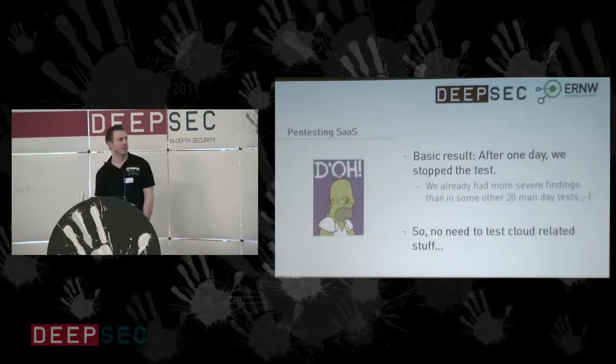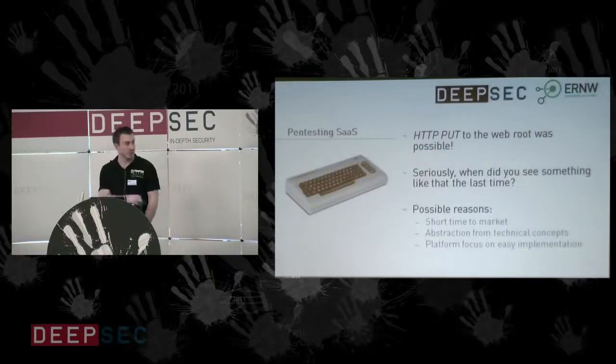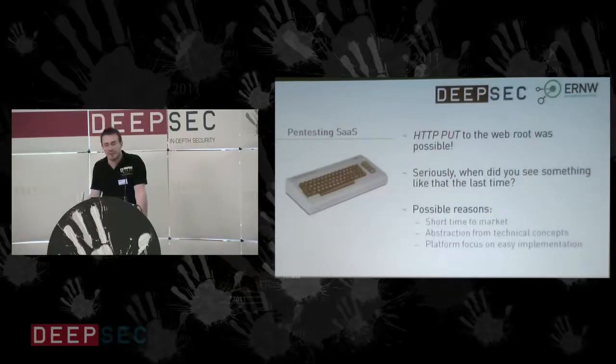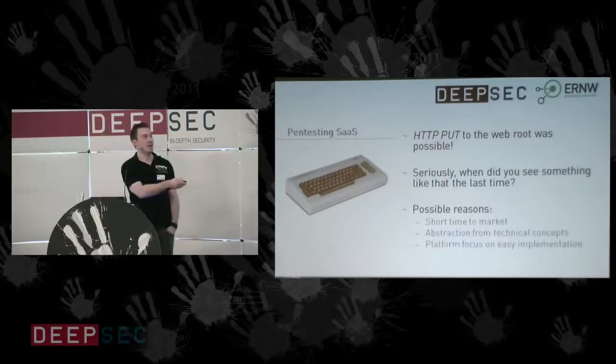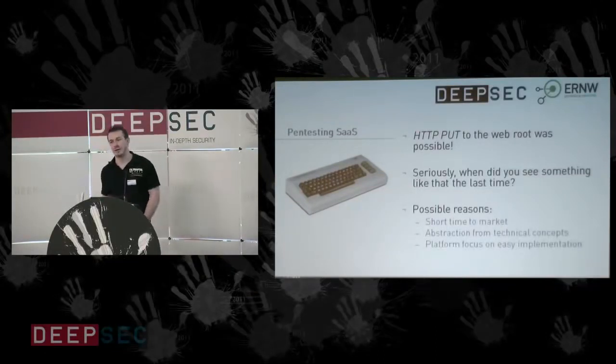So one of the main findings was that HTTP PUT to the web root was possible. So we were able to upload our, I think it were Java files, they were executed, and we were able to compromise the complete application server. I'm not sure when you've seen HTTP PUT enabled on a web server the last time, but for us this is something like years ago.